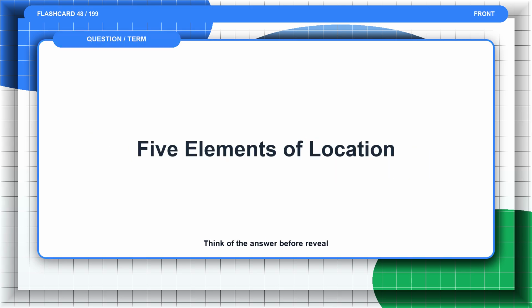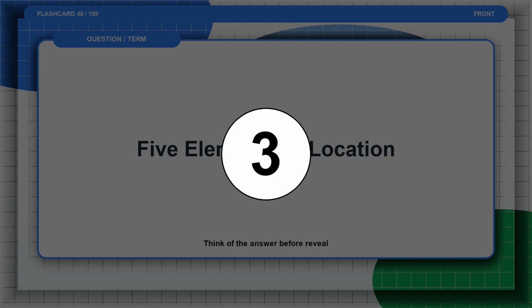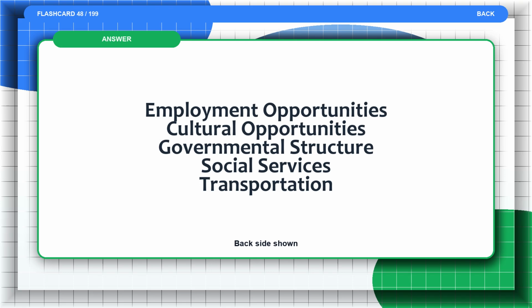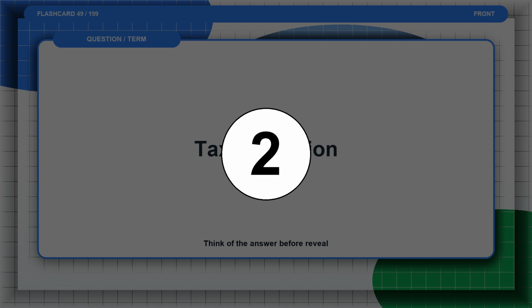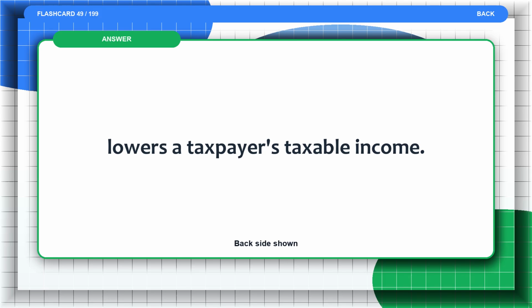Flashcard 48. 5 elements of location. Pause and think of the answer before the reveal. The answer is employment opportunities, cultural opportunities, governmental structure, social services, transportation. Flashcard 49. Tax deduction. Pause and think of the answer before the reveal. The answer is lowers a taxpayer's taxable income.